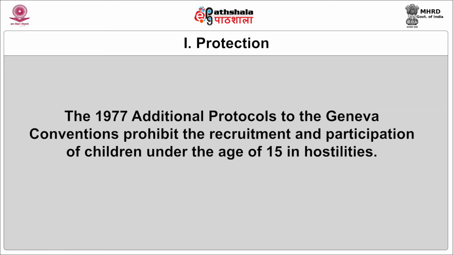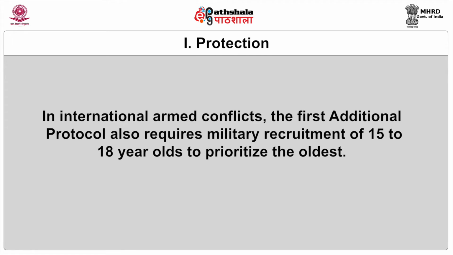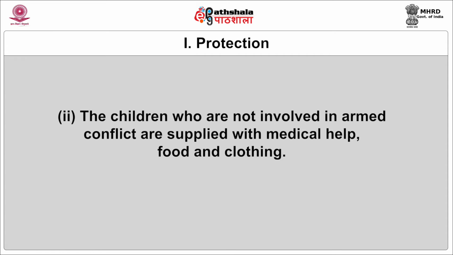The 1977 additional protocols to the Geneva Convention prohibit the recruitment and participation of children under the age of 15 in hostilities, in international armed conflicts. The first additional protocol also requires that military recruitment of 15 to 18 year olds prioritize the oldest. 2. The children who are not involved in armed conflict are supplied with medical help, food and clothing.